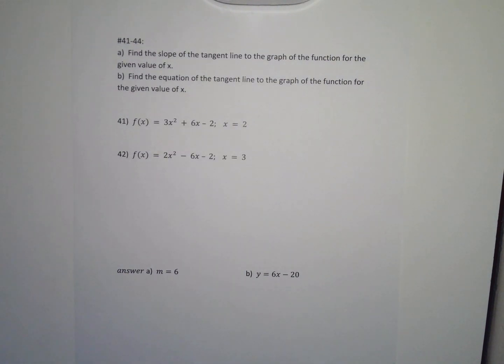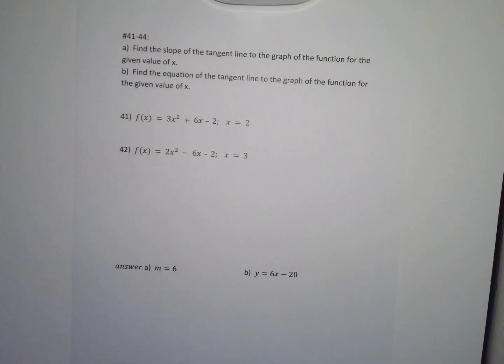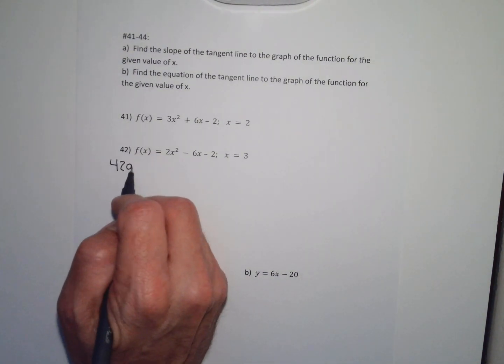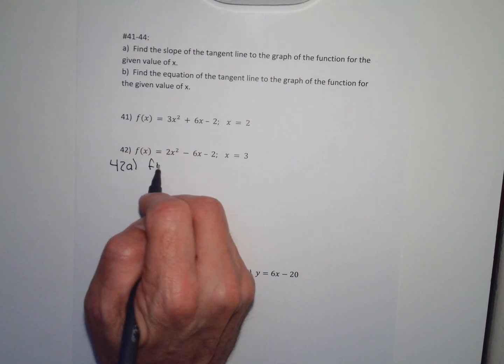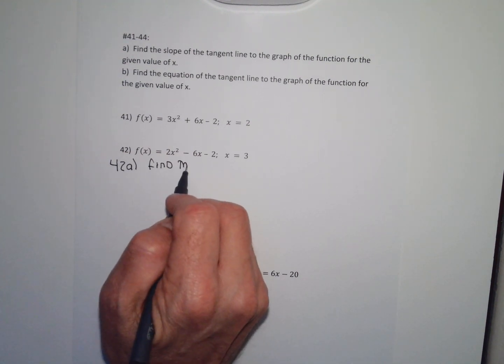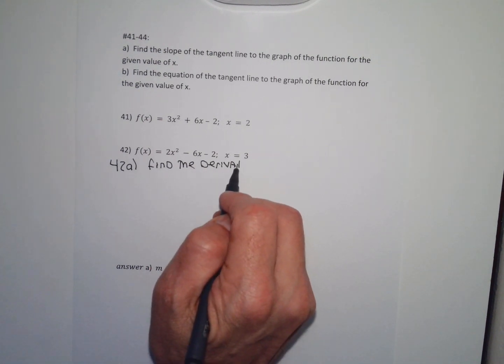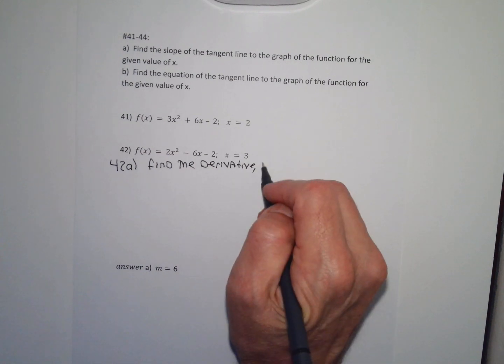And we just have a couple problems left about finding slopes and finding equations of tangent lines, and maybe we'll just do 2 of these. Each one of the problems between 41 and 44 has a part A and a part B. Part A wants me to find the slope of a tangent line at some value of x. Part B wants me to find the equation of the tangent line. To do part A, to find the slope of the tangent line, we're going to find the derivative and plug the value of x in. That's how I get slopes of tangent lines.